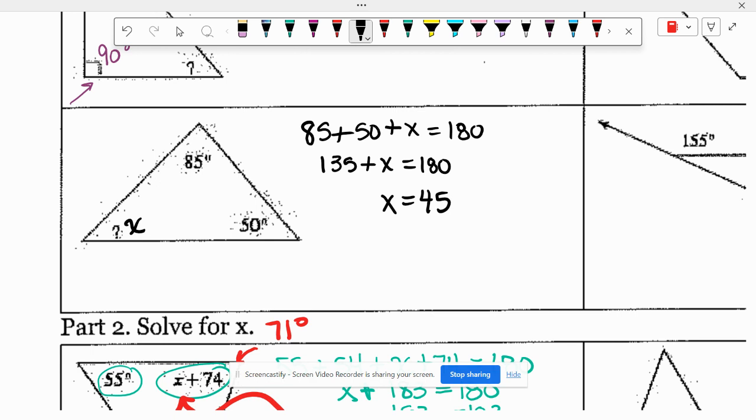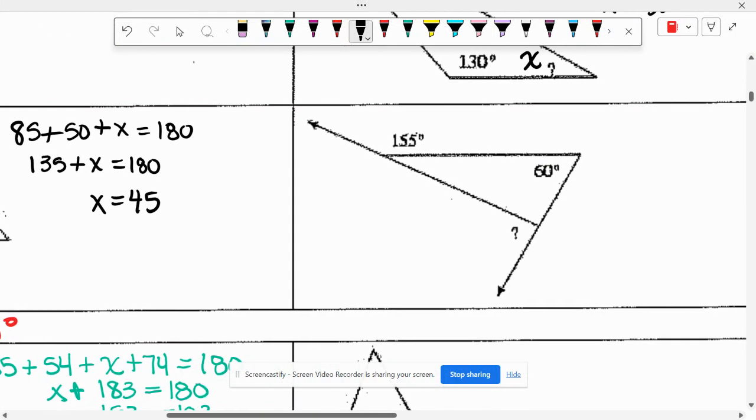Quali, did you get it? What'd you set up, Quali? How'd you set it up? Perfect. And what'd you get? That's what I got. X equals 45. Does that make sense?